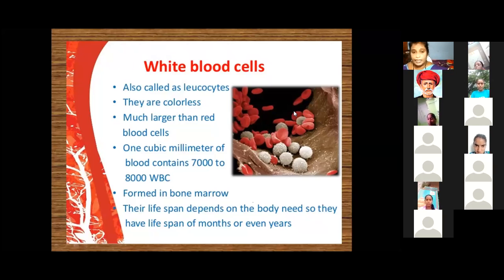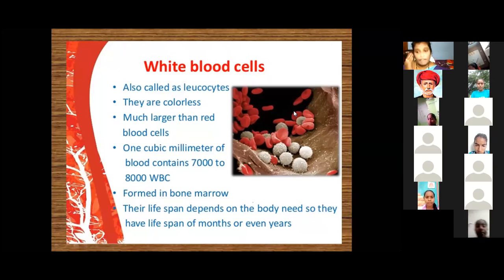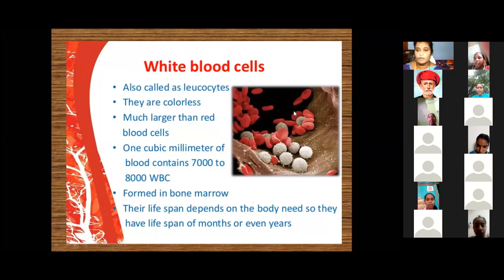Next, once again I recall that white blood cells are called leukocytes. The white blood cells are colorless, and compared to the red blood cells, white blood cells are larger. 1 cubic millimeter of blood contains 7,000 to 8,000. They are formed in the bone marrow. The lifespan is months or even years, not a particular number of days.